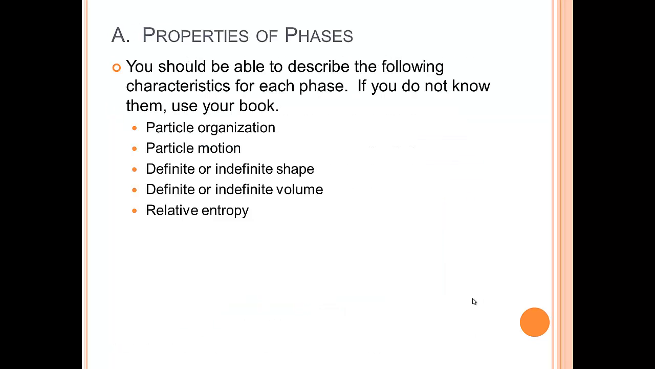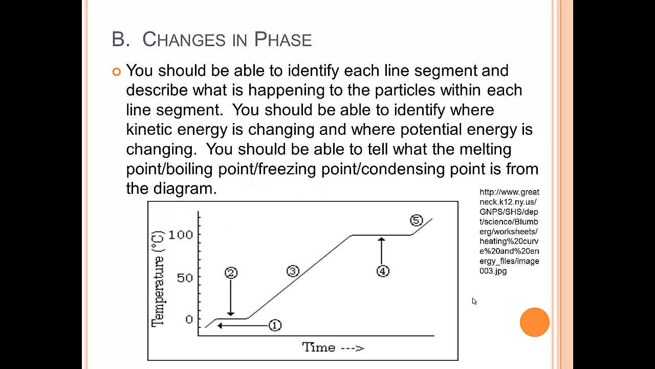So the things that you need to know are particle organization, meaning are they organized, are they random, do they have a pattern? Particle motion: how do they move, how quickly do they move, what kind of freedom do they have in their motion? Whether they have a definite or indefinite shape, and whether they have a definite or indefinite volume, and then their relative entropy compared to each other.